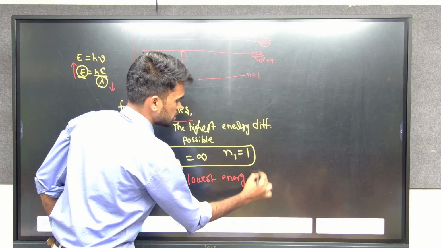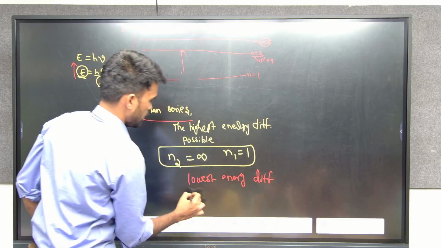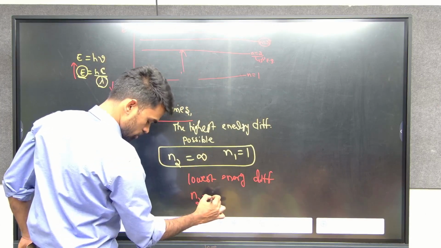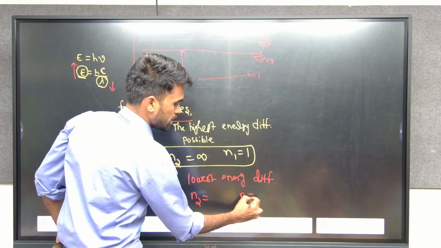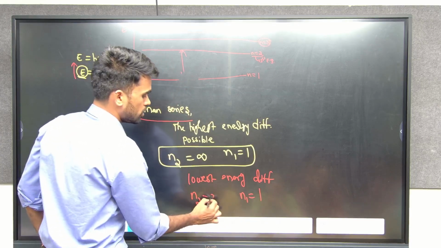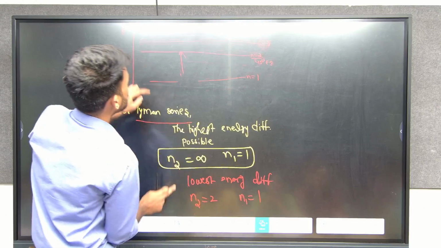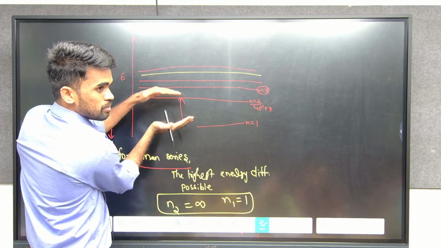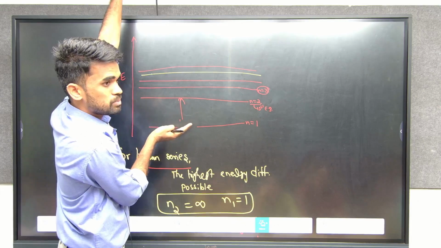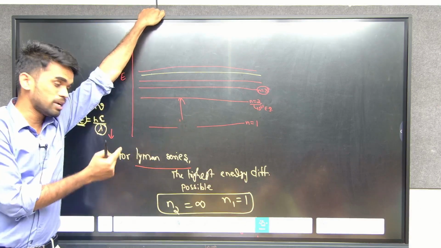Perfect. Now, for the same Lyman series, lowest energy gap, lowest energy difference, should be Lyman series I am asking. N1 should be definitely 1, N2 should be 2. See, only here to here. This is the smallest possible; maximum possible means highest one. Okay, this is about energy.